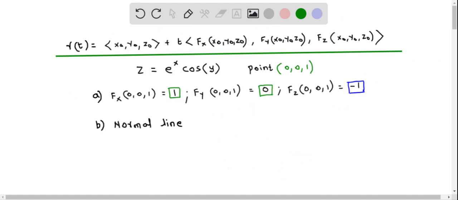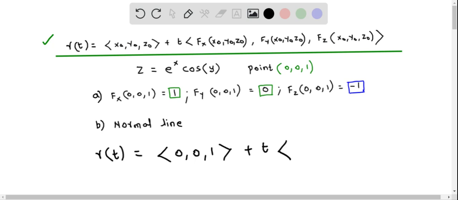Let's do part B. Here we determine the equation of the normal line to the surface at the point. So here we utilize this equation of a line, that is r of t is given by the point plus t times the direction vector given by the partial derivatives. So let's write the equation of the normal line r of t, and this equals we put the point vector, that is 0 comma 0 comma 1, plus t times the partial derivatives at the point.